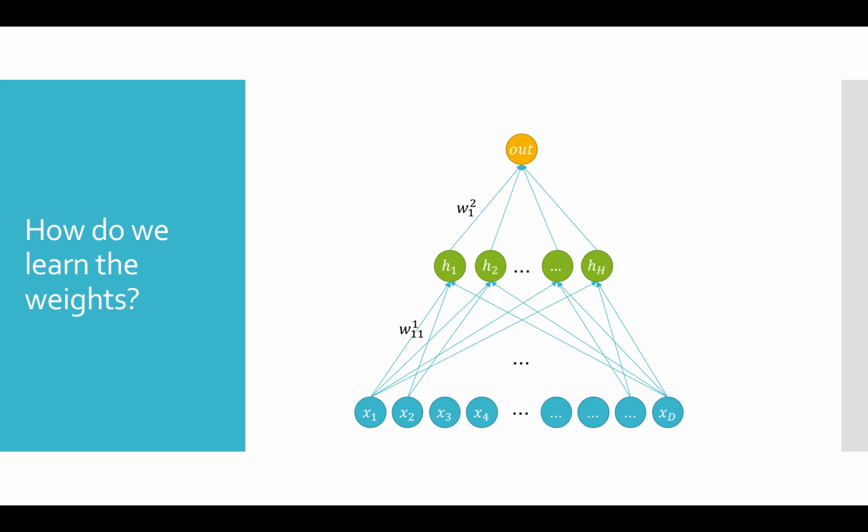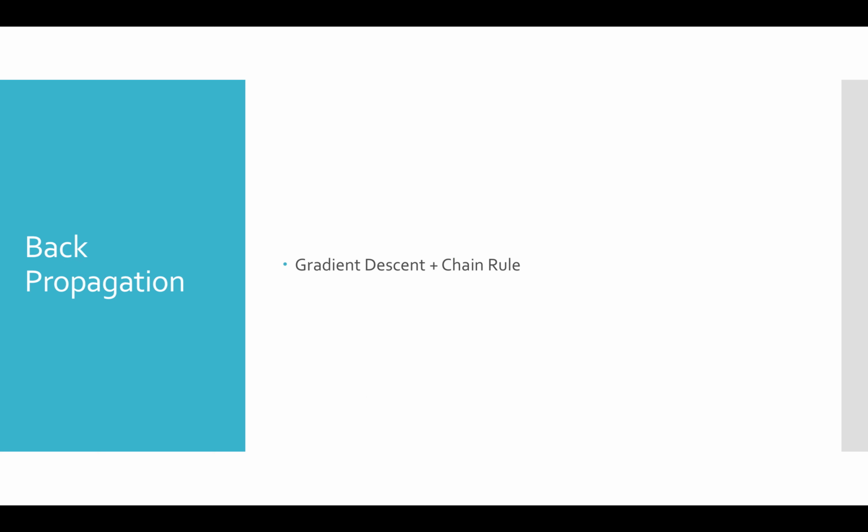Okay, we have our model. Now, how do we actually learn these weights such that they do something that we want? Well, we use backpropagation, which is just a fancy term for gradient descent plus the chain rule.